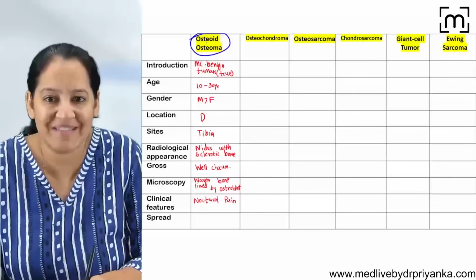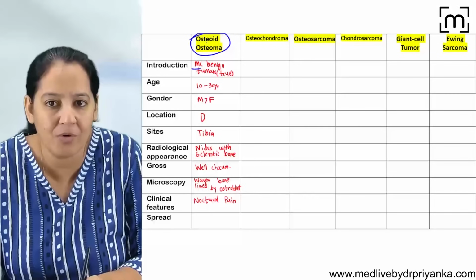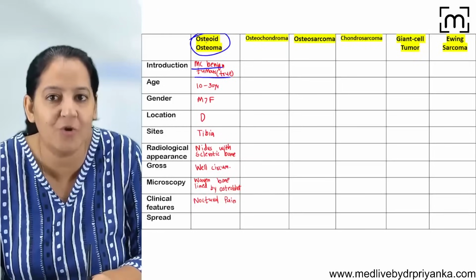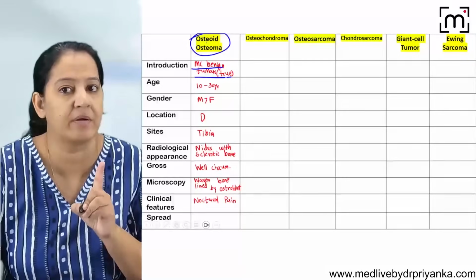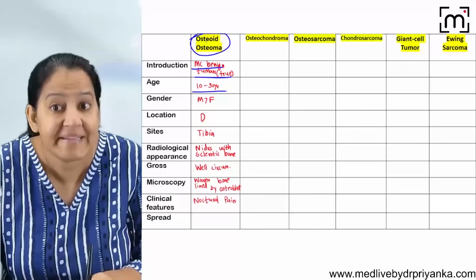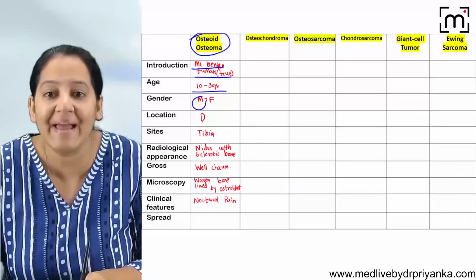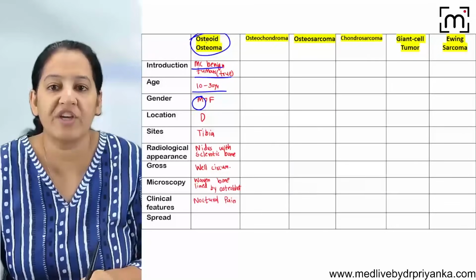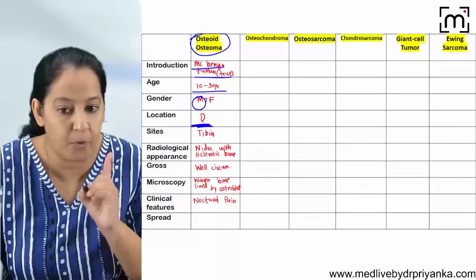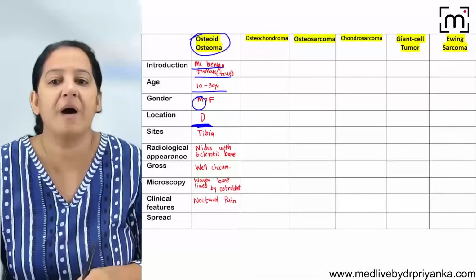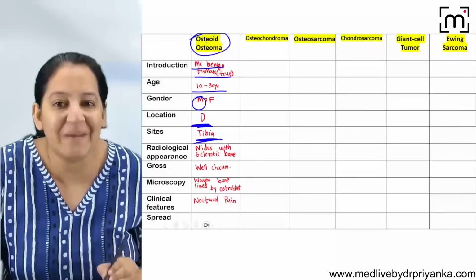So in the introduction, the same line is given. It is the most common true benign tumor of the bone. It is the true benign tumor. Age 10 to 30 years. It is more common in males as compared to females. Location, it occurs at diaphysis of the bone. I have shown you the diagram also. Among the sites, most commonly it occurs in tibia.